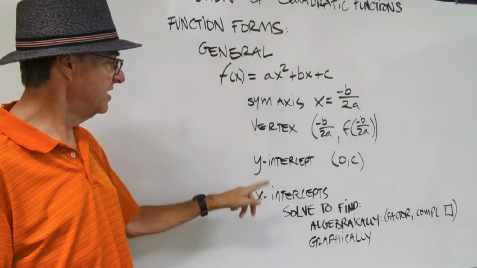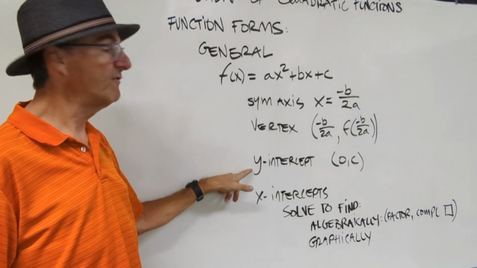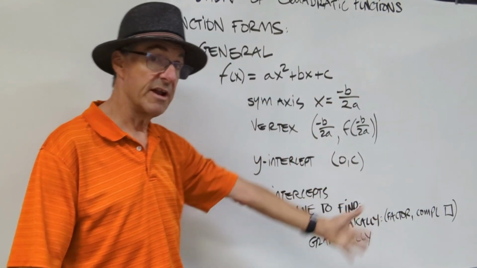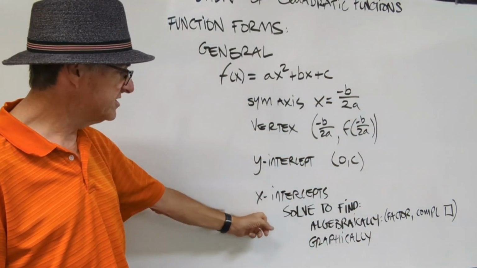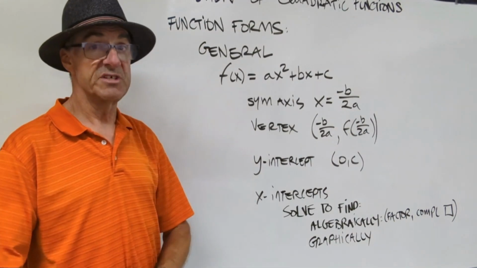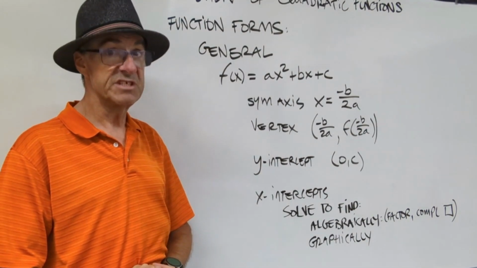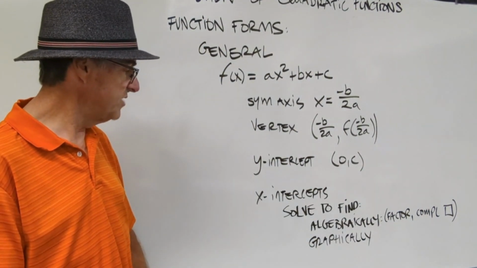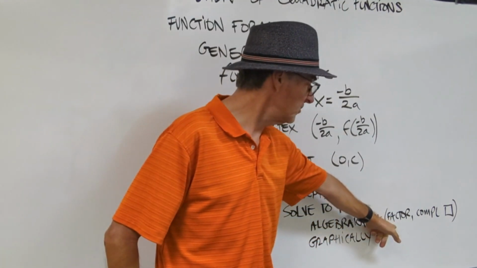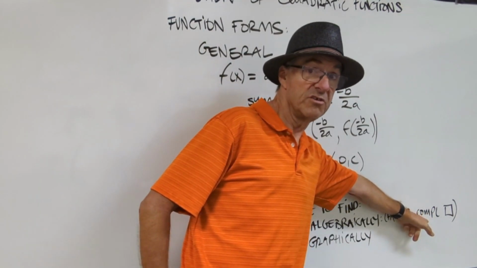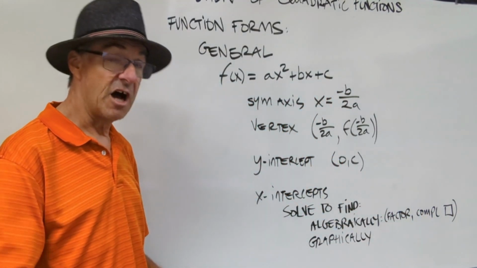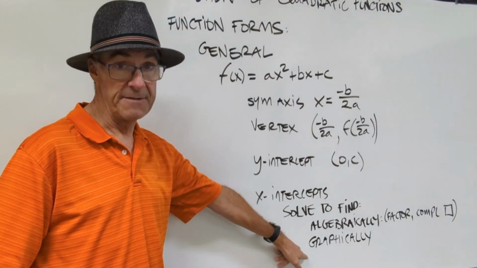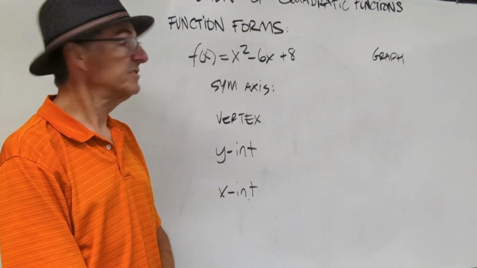So there's your vertex. The y-intercept, you get that for free. It's just right here. It's the c term. It's 0, c, whatever that is. The x-intercepts, the way we get those is we solve the function and find them. We set the function equal to 0 and solve it. And there are 2 ways to do that algebraically. We factor or we complete the square. We can do that. Or we can do it graphically on the fancy calculator and find the intercepts that way.